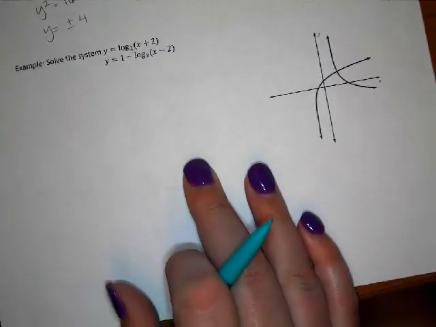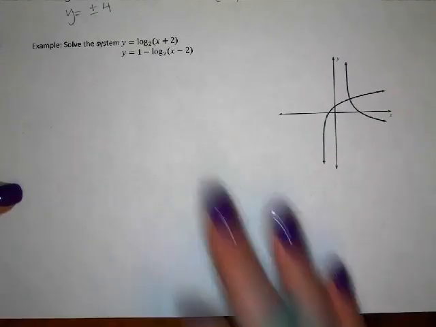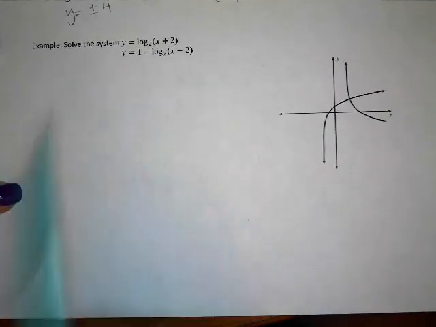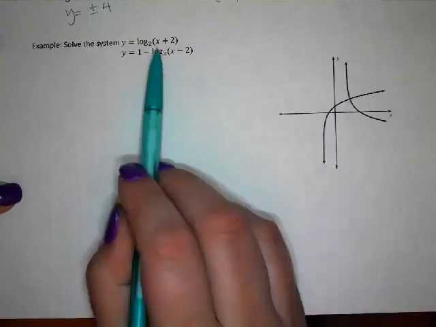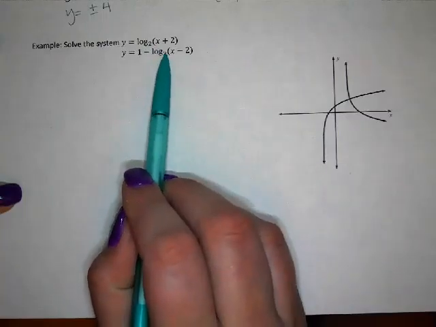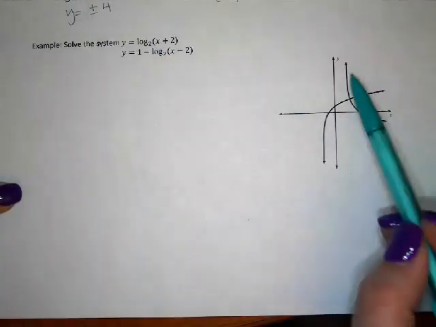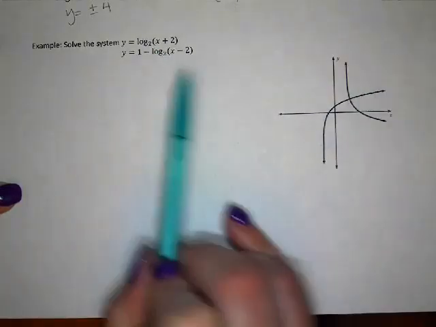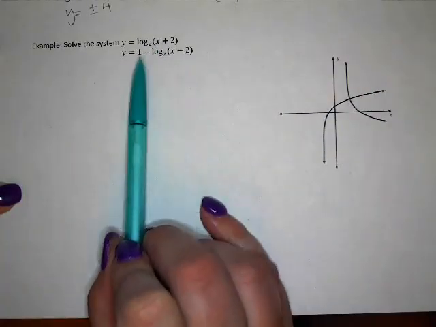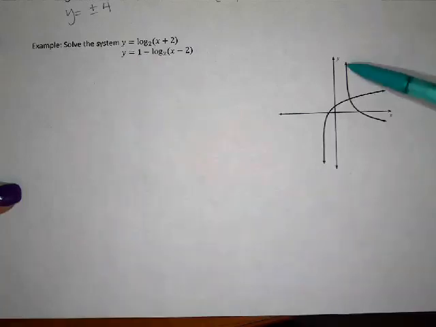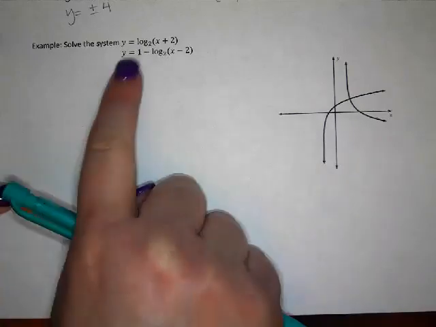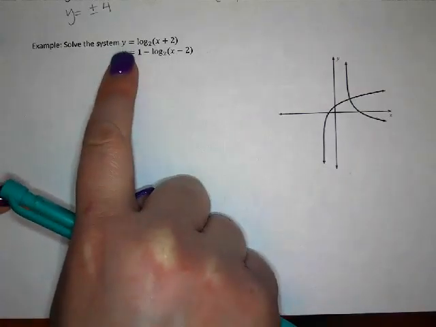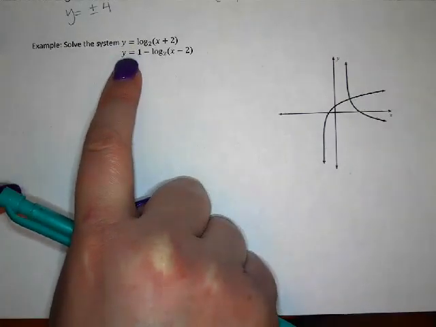All right, and here is the last example. It says solve the system, and we have 2 logarithmic equations. One of them, the first one, looks like this, and then the other one that has been shifted to the right and is upside down, or reflected over the x-axis, looks like this. So they only cross in one place. And right now they're both written where the y is isolated.